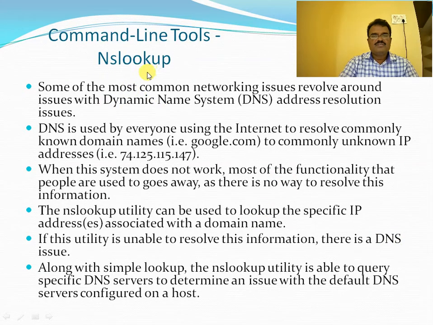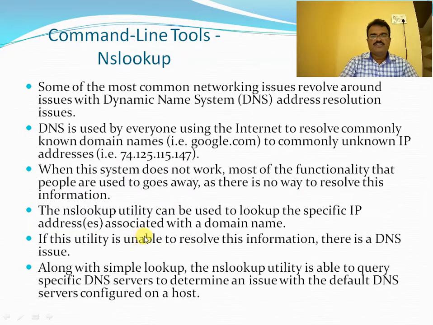So command line tools, there is NS lookup, another command. Some of the most common network issues revolve around issues of the domain name system, that is address resolution issues. DNS is used everywhere. Everyone using the internet resolves commonly known domain names, for example google.com, to commonly unknown IP addresses, that is 74.125.115.147. When the system does not work, most of the functionality that people are used to goes away as there is no way to resolve this information.